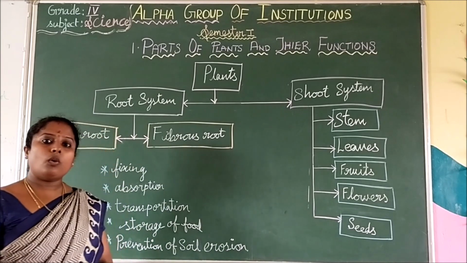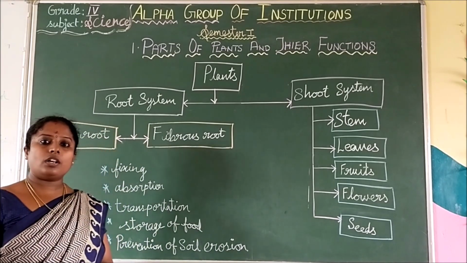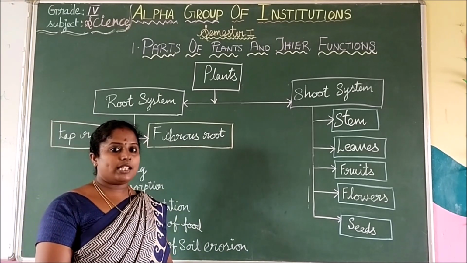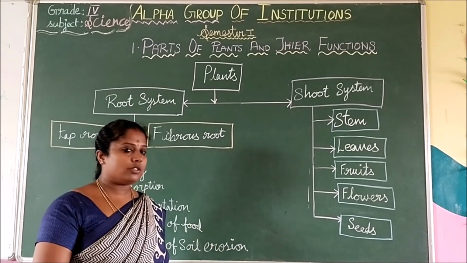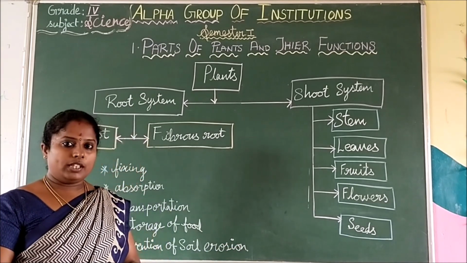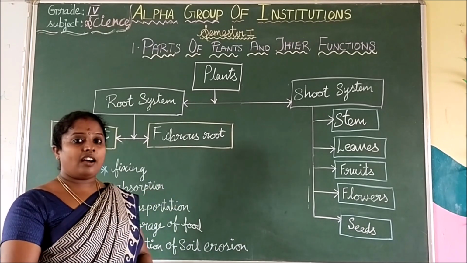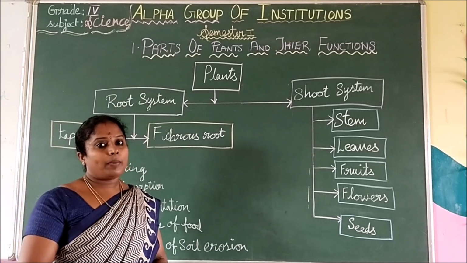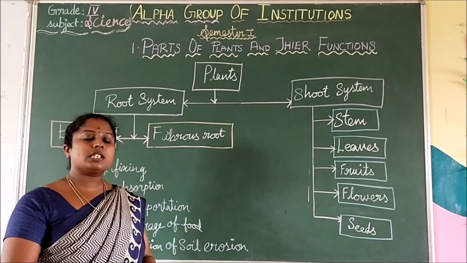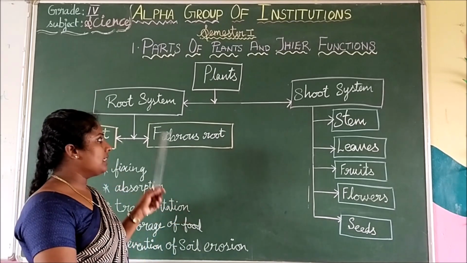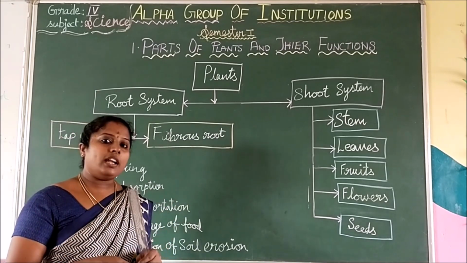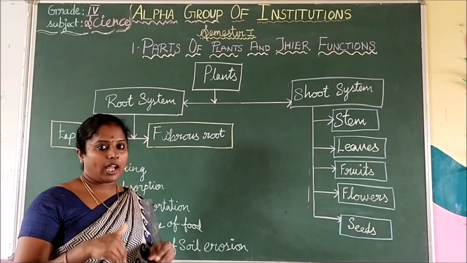Now we are going to see an overview of this lesson. Already we have discussed this lesson in 2 classes. Now we are going to see an overview of the lesson. So first we have taken the plant. The parts of the plant are split into 2 types, that is above the ground and below the ground.